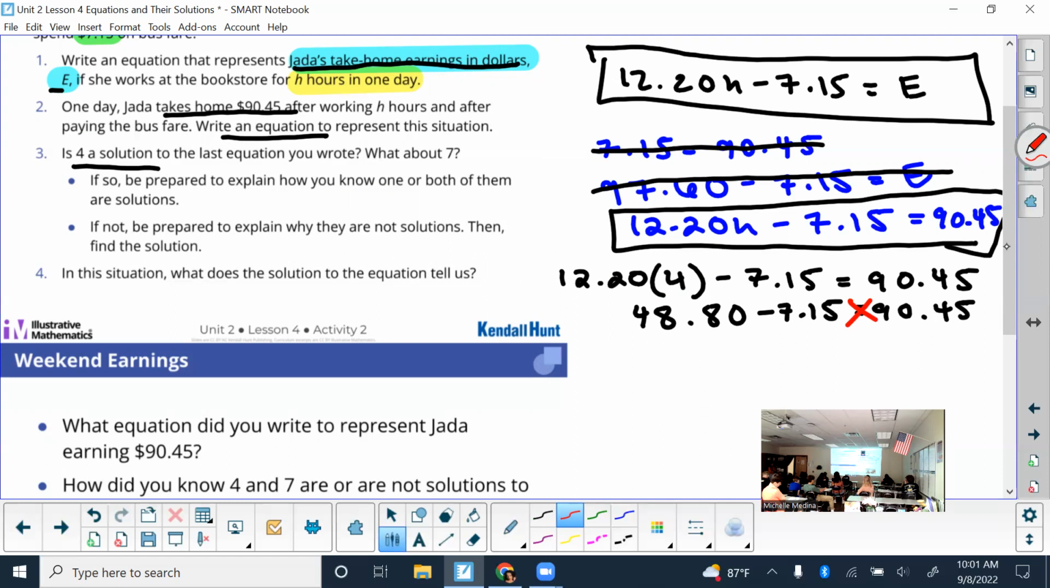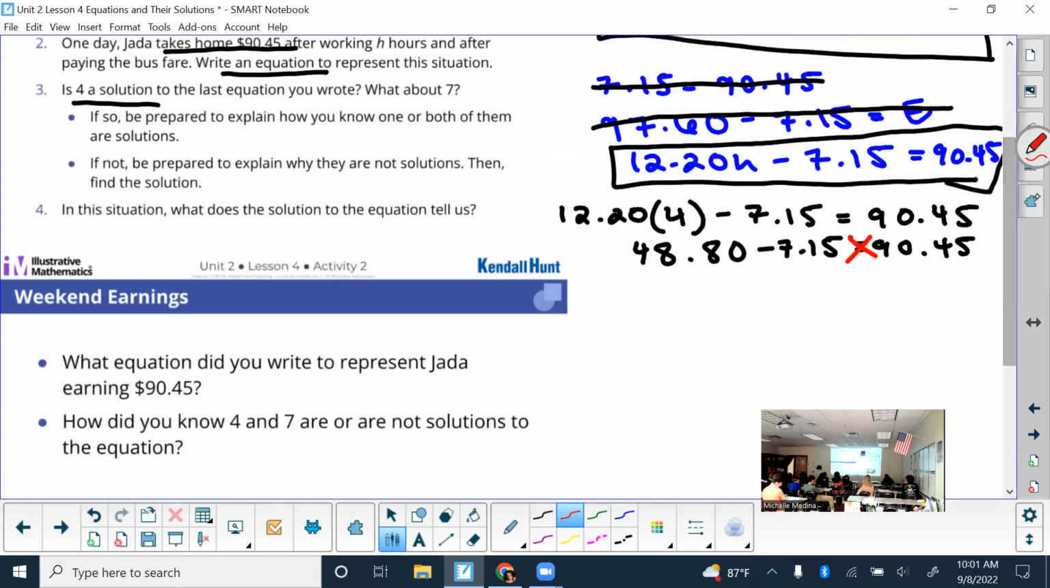Why isn't 7 a solution? Same thing, when I plug it in, do I get $90.45? No. Feel free to use the calculator. I don't expect you to do that by hand. It takes way too long to do it by hand. On a test, you need to make good use of your time.